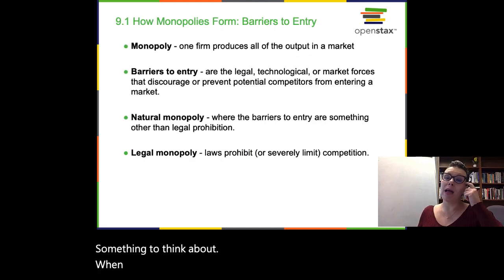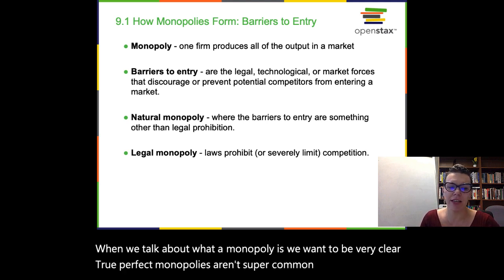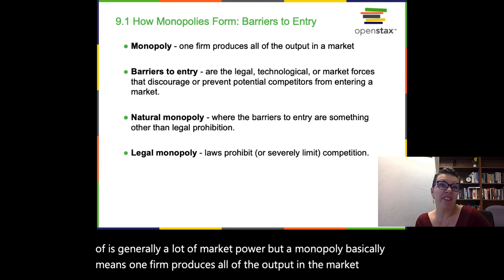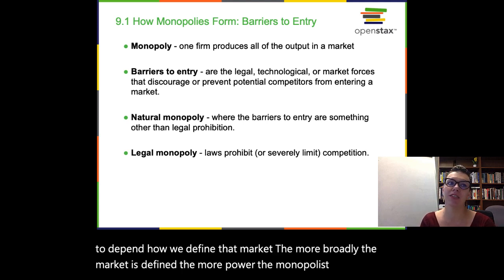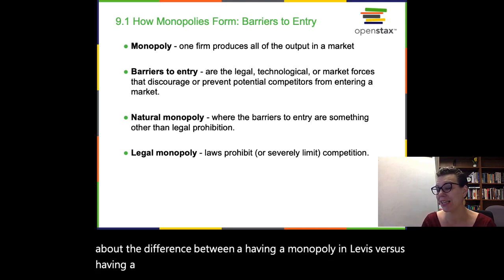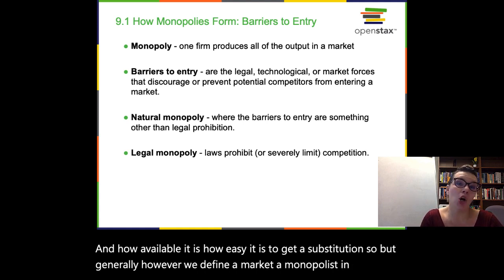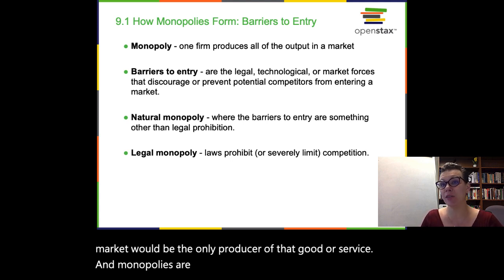When we talk about what a monopoly is, we want to be very clear. True perfect monopolies aren't super common. What we see a lot of is generally a lot of market power. But a monopoly basically means one firm produces all of the output in the market. It's going to depend how we define that market. The more broadly the market is defined, the more power the monopolist has. So think about the difference between having a monopoly in Levi's versus having a monopoly in pants, and how available it is, how easy it is to get a substitution. But generally, however we define a market, a monopolist in that market would be the only producer of that good or service. And monopolies are created with barriers to entry.